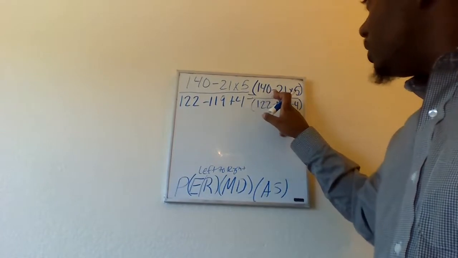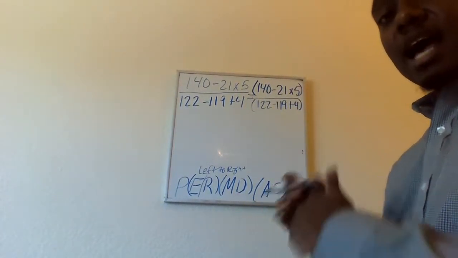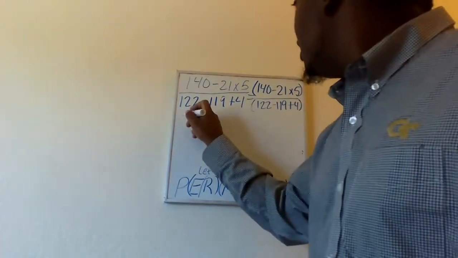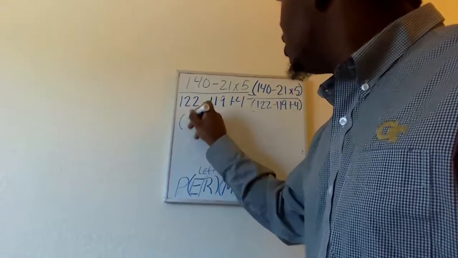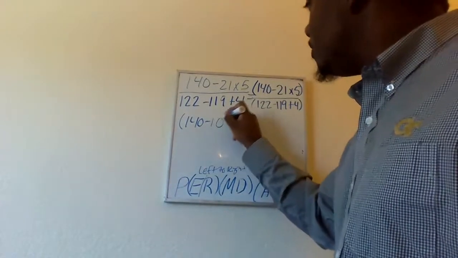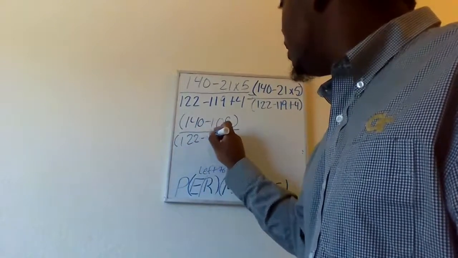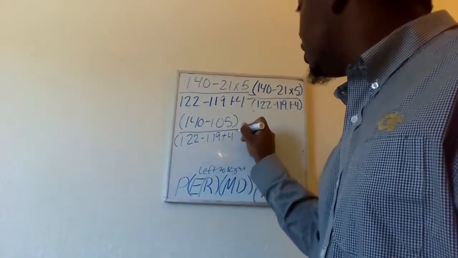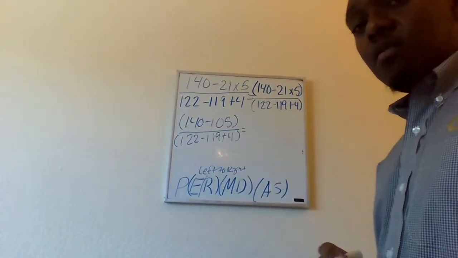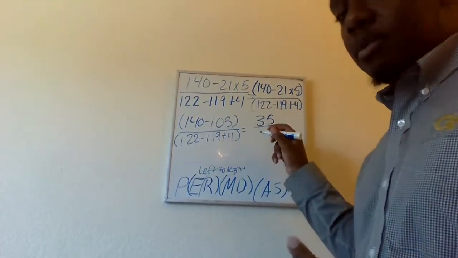And within that parentheses, we see subtraction and multiplication. Well, which one comes first? Multiplication. It's a higher order. It's a more difficult thing to do. So we'll multiply first. So in this case, we will get 140 minus 21 times 5 would be 105 over 122 minus 119 plus 4. Okay. Well, continuing on there, 140 minus 105 will give us 35, and we will be done with that parentheses.